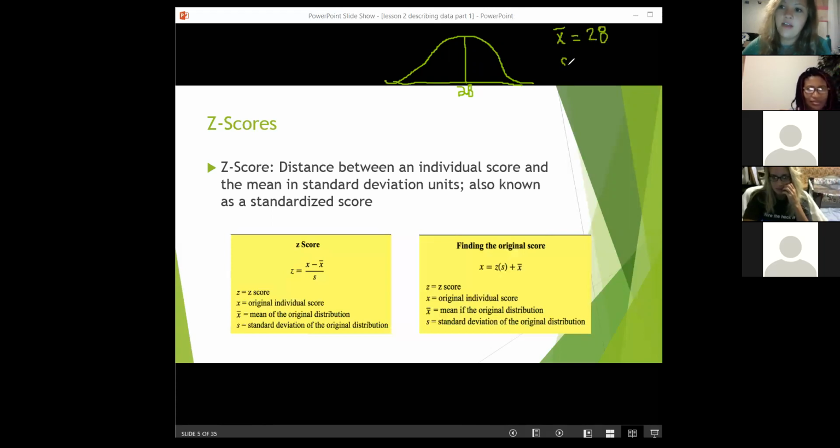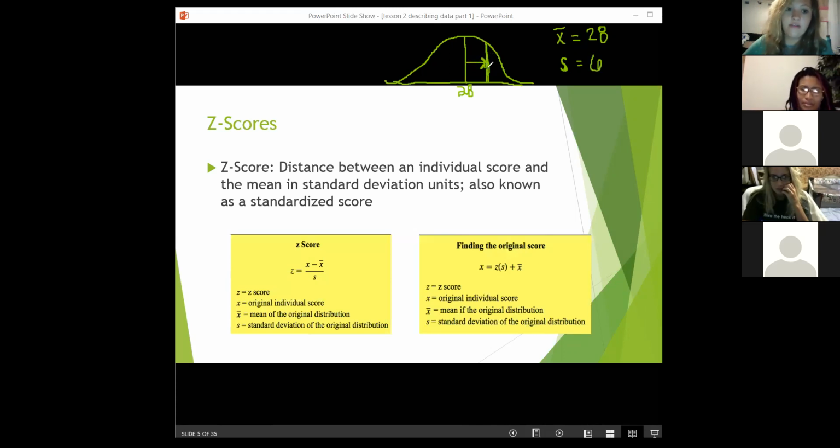And then my standard deviation, and since this is a sample, that's why I'm using these symbols, is, let's say, 6. So that means that one standard deviation above the mean, right here, I'm going over 6 units, okay?